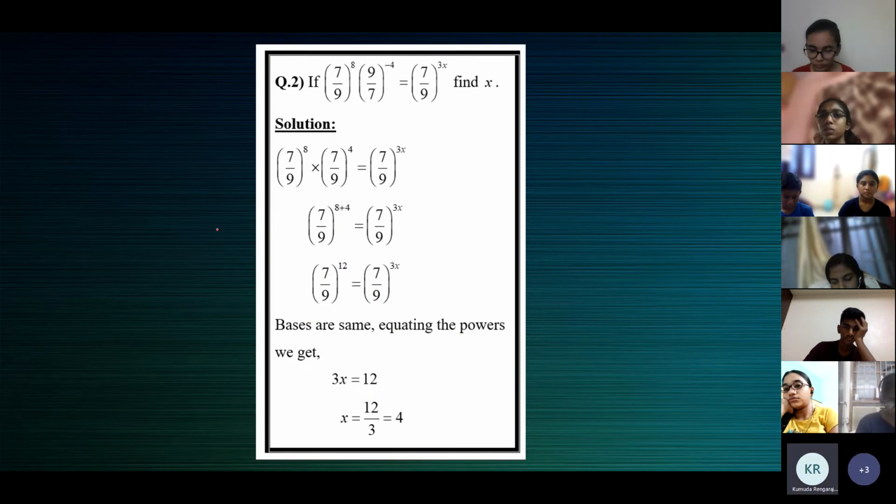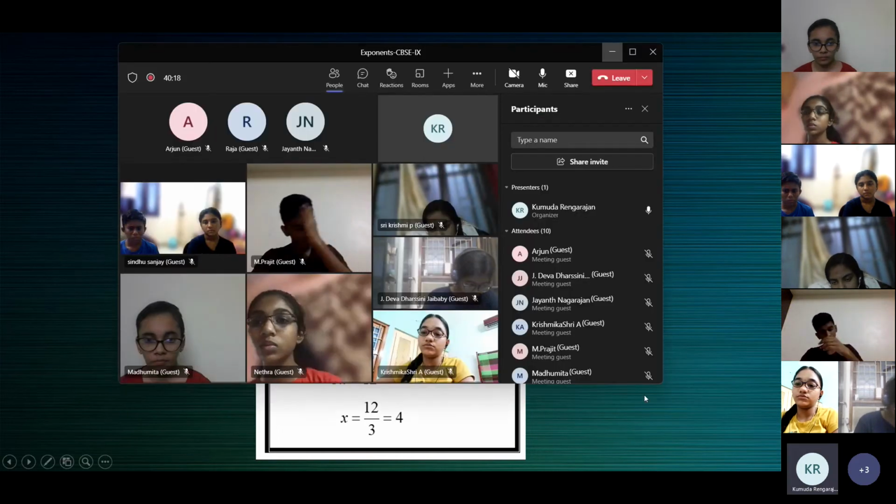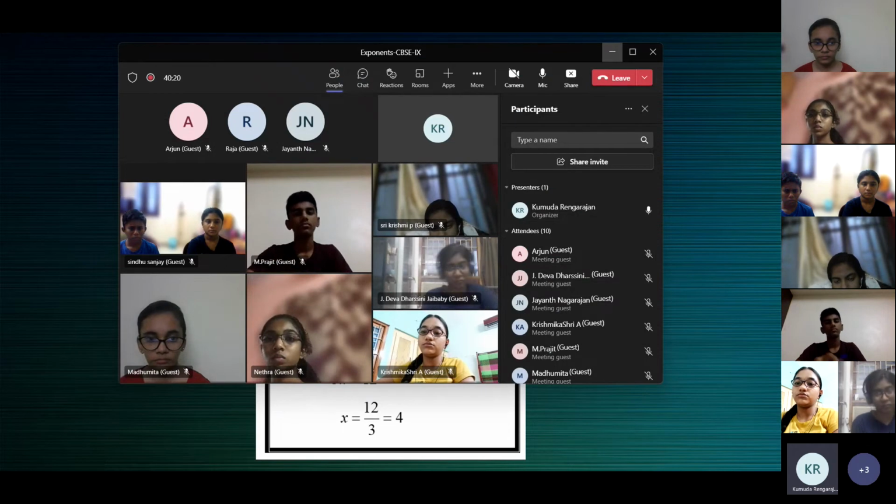Now you need to know one more thing: how to write the reciprocal of an exponential expression. All right, we'll see that now.